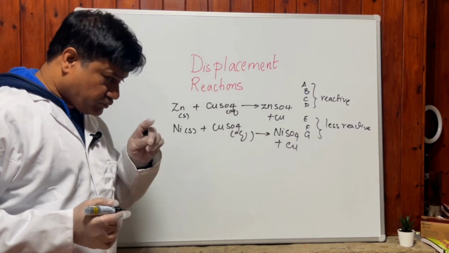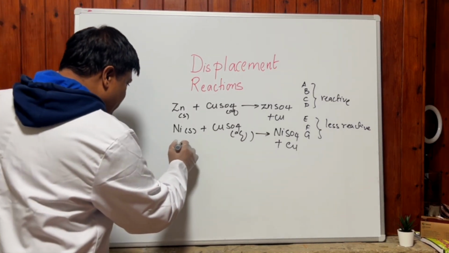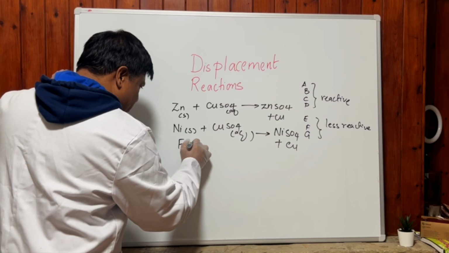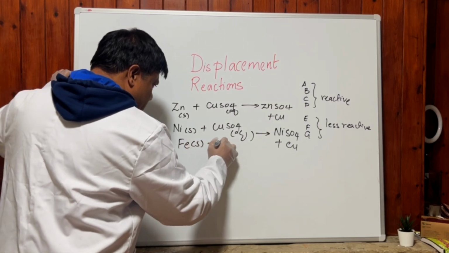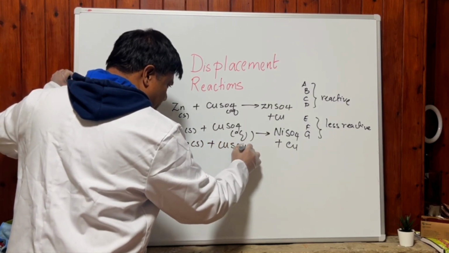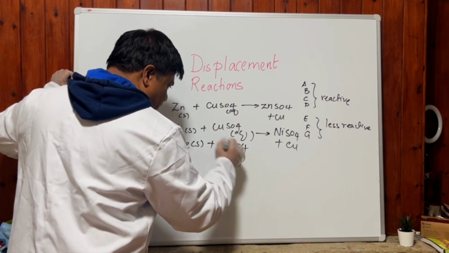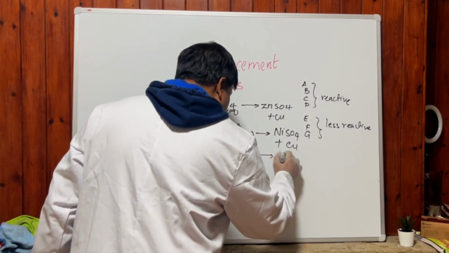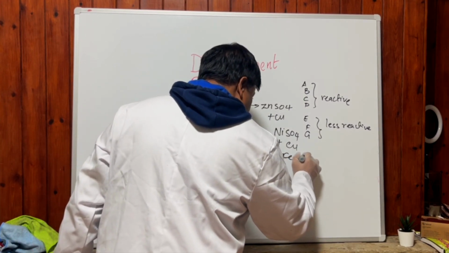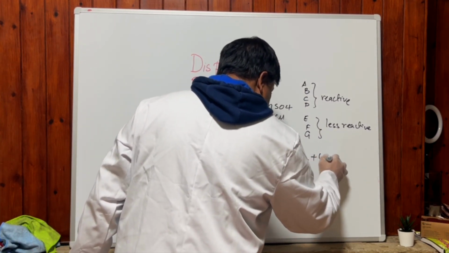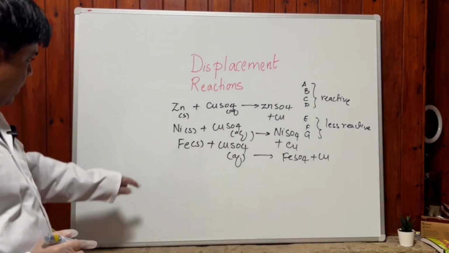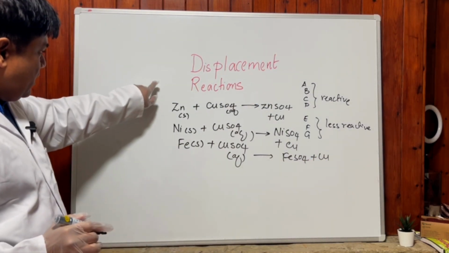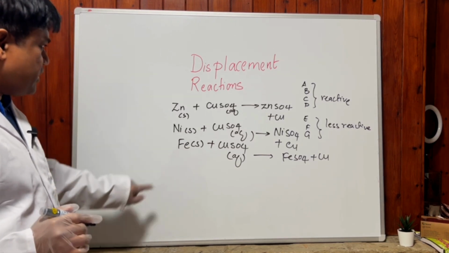Okay. Fe, which is iron, in solid form, displaces copper from its aqueous solution. We will do this experiment soon, guys. And it forms FeSO4 plus copper deposited. All the elements are in zero oxidation state.